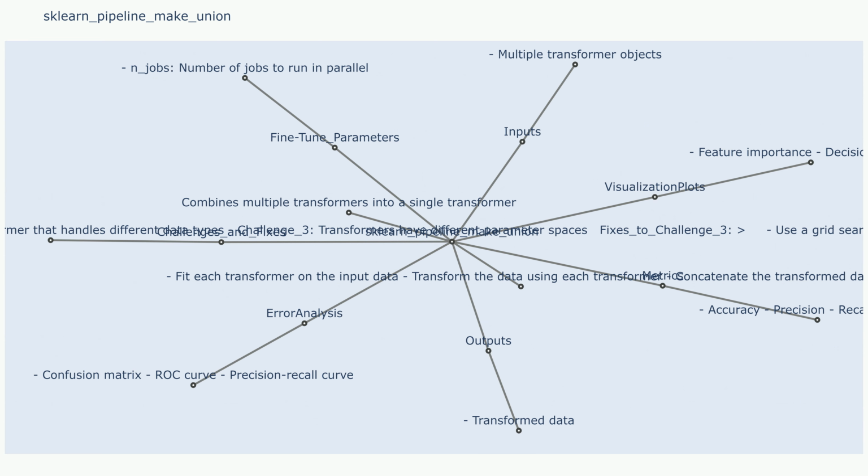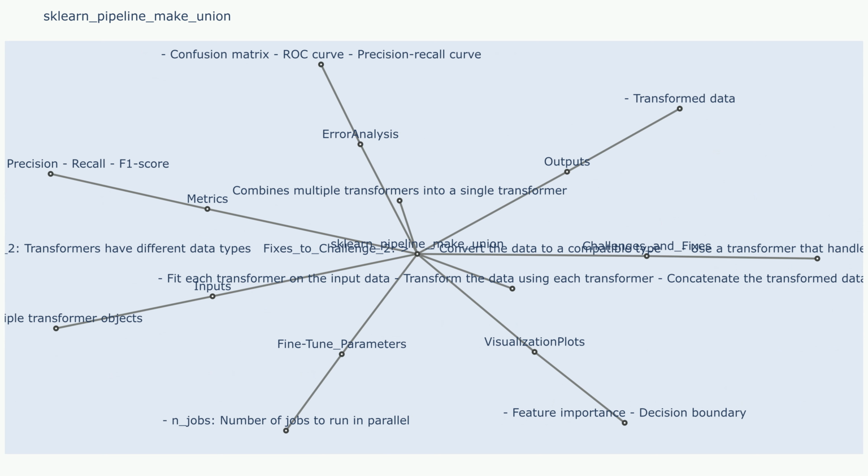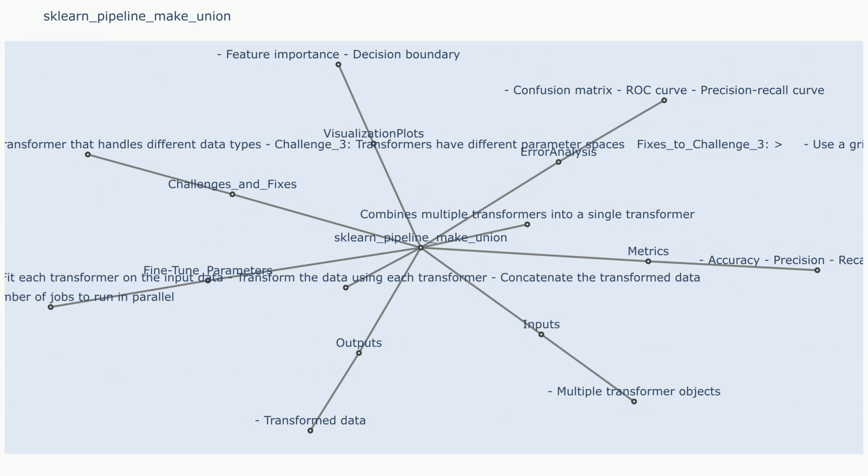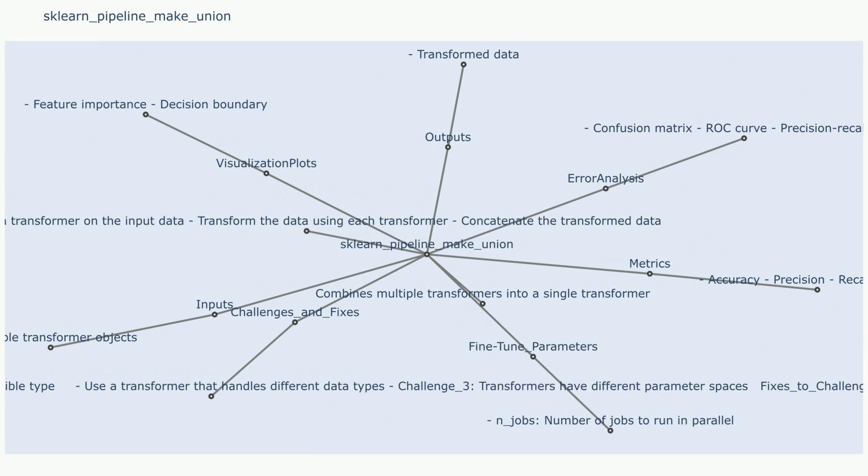Fixes to challenge 1. Carefully consider the order of transformations and adjust as needed for your specific problem. Challenge 2. Data leakage can occur if the same data is used for fitting and transforming transformers in the list. Sample use case that resulted in challenge 2. If you are fitting a transformer on the entire training dataset and then use the same transformer to transform the training dataset, the transformer might learn about the target variable, leading to data leakage.